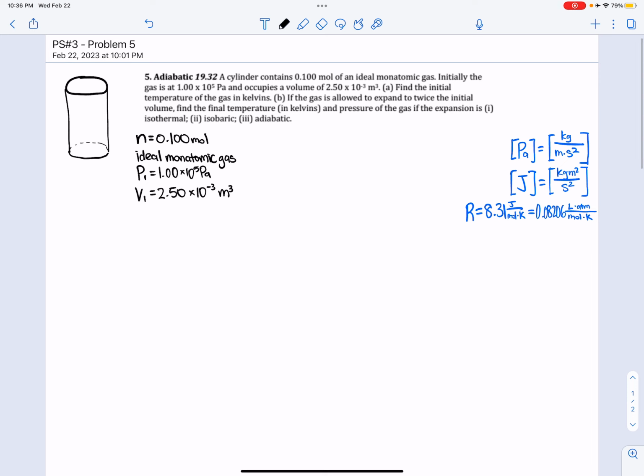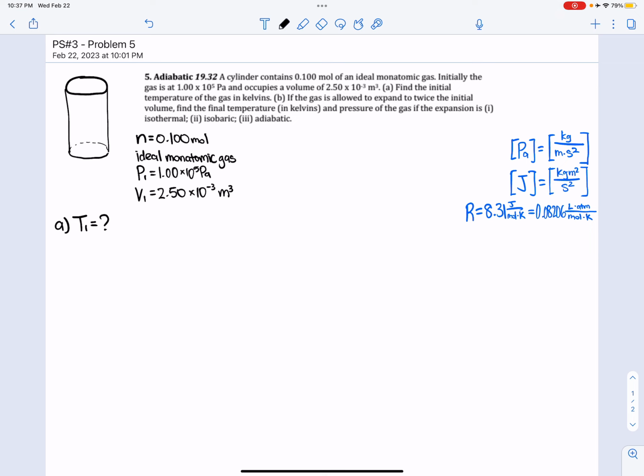And so for part A, I want to find my initial temperature of the gas in kelvins. By the way, the stuff I have here in the blue ink, these are unit conversions that I want to have in my cheat sheet for exams or homeworks. So I just write them here in case you guys think it might be useful for you as well.